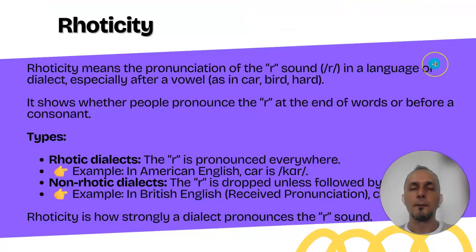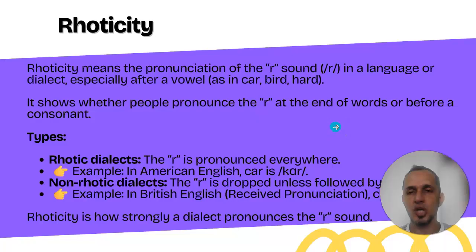regions. Before we start, I want to talk a little bit about a topic that was so interesting for me. It is part of the same dialects, but this is something that we need to take into account. Rhoticity means the pronunciation of the R sound in a language or dialect, especially after a vowel, as in car, bird, hard. It shows whether people pronounce the R at the end of words or before a consonant.